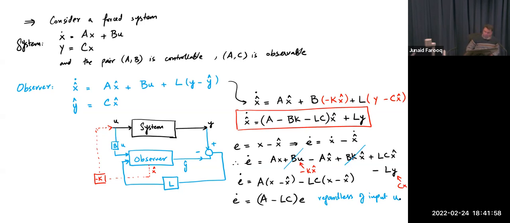So even if the system is forced or unforced, basically your error dynamics have the same form. So error again evolves as A minus LC times E, which tells you that this A minus LC has to be Hurwitz if you want your system states to converge to the original state. So if you want your observer to come up with an accurate estimate of the original state, your A minus LC has to have negative eigenvalues.